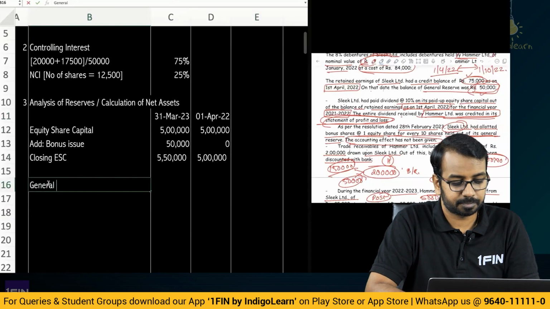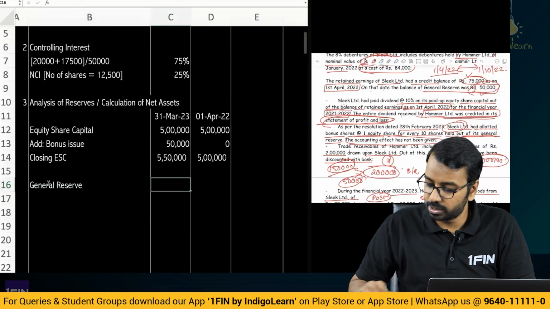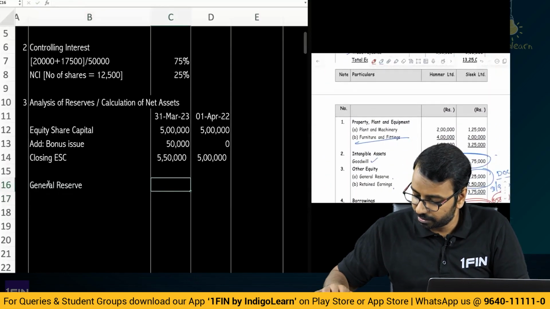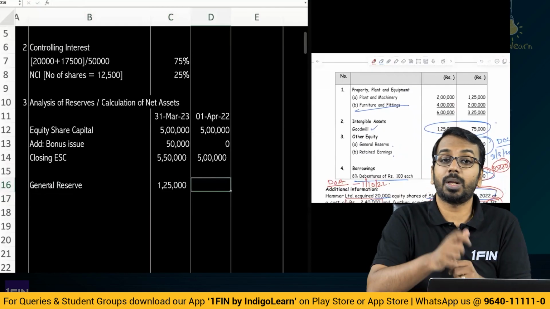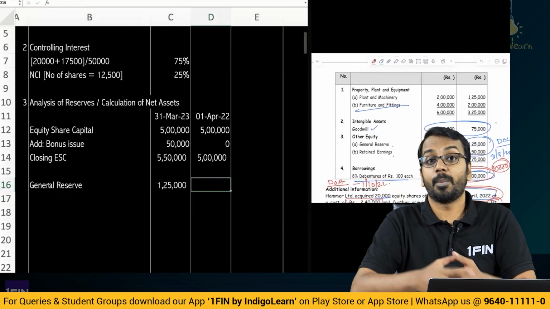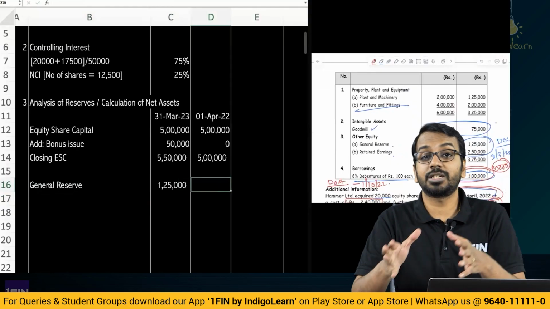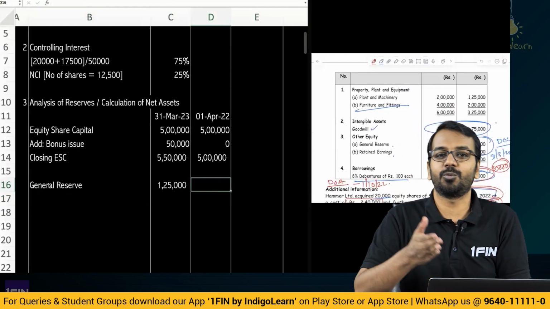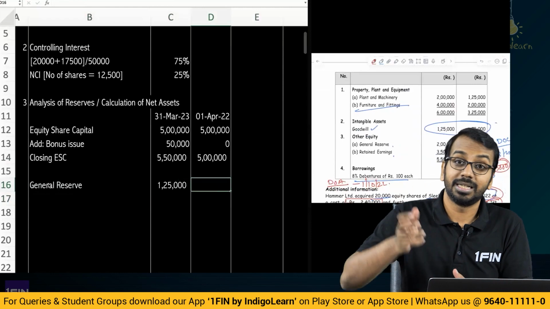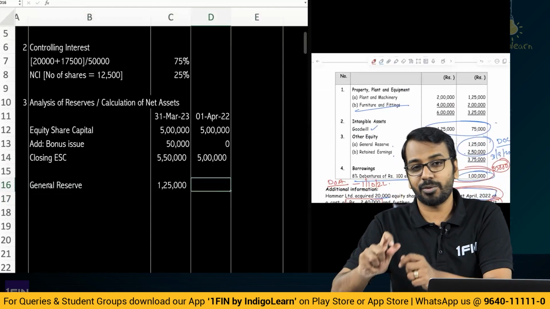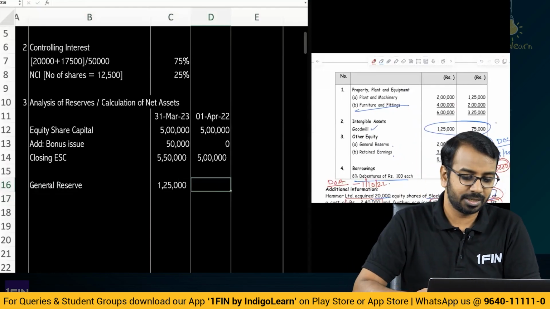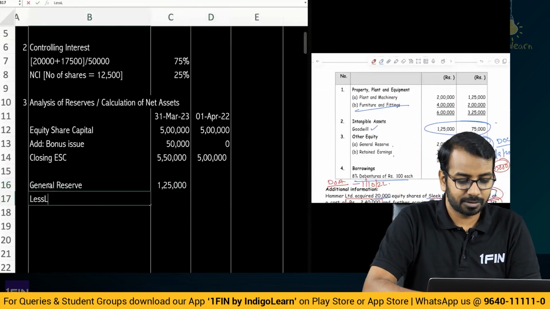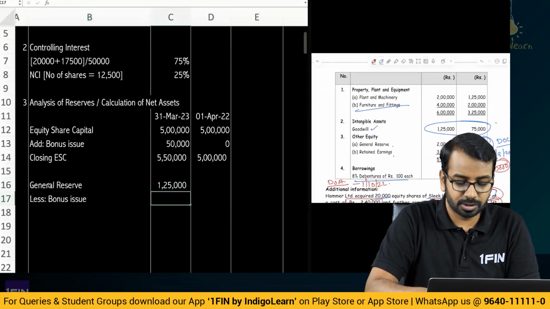Then, we have general reserve. General reserve closing balance, if you look at the question, general reserve closing balance is 1,25,000. Now from this 1,25,000 we have made a bonus issue. But sir, we made a bonus issue from 1st of April balance. Of course we made a bonus issue from 1st of April balance, but if 1st of April balance is going down by 50,000, should not the closing balance go down by 50,000? Yes. So less bonus issue. How much is the bonus issue? 50,000.